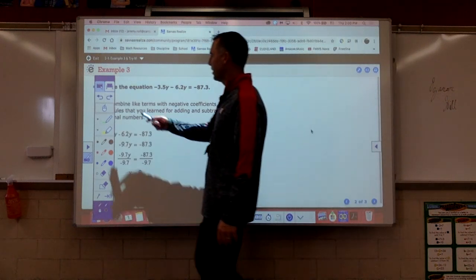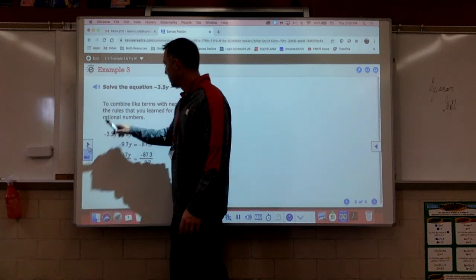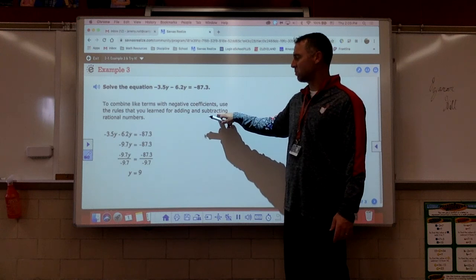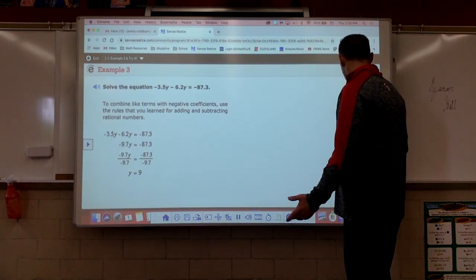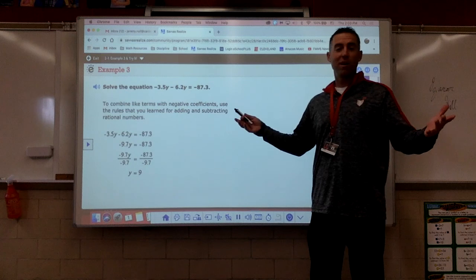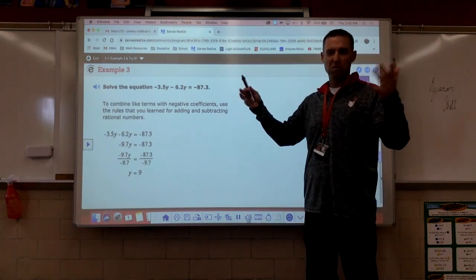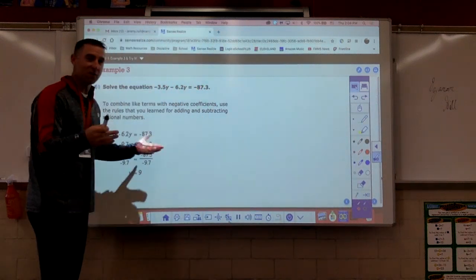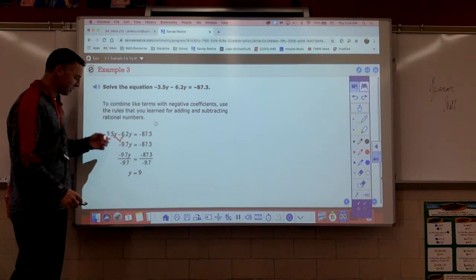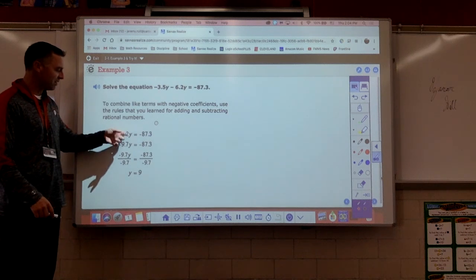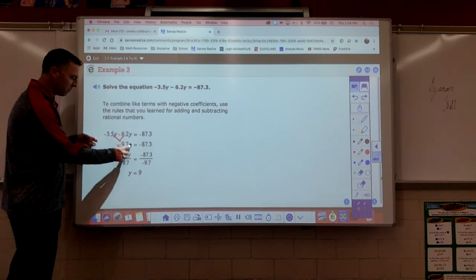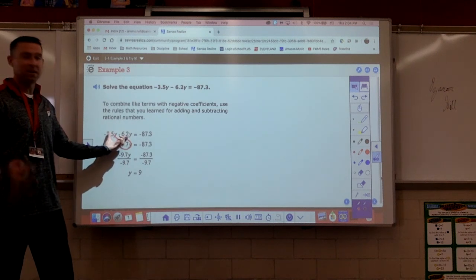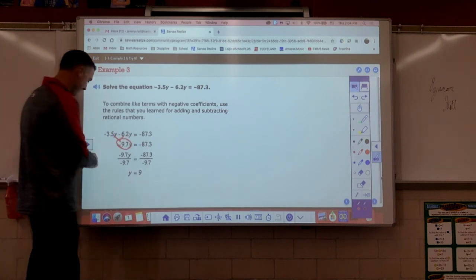It says to combine like terms with negative coefficients, use the rules that you learned for adding and subtracting numbers. So ultimately, this is what's nice about 8th grade. Do you really have to remember all those rules? Well, hopefully you do, but ultimately, all you have to do is type it in the calculator correctly. If you were to take negative 3.5 minus 6.2, those would combine to be negative 9.7. There's really nothing new. It's just combining negative numbers. Okay, let's move on.